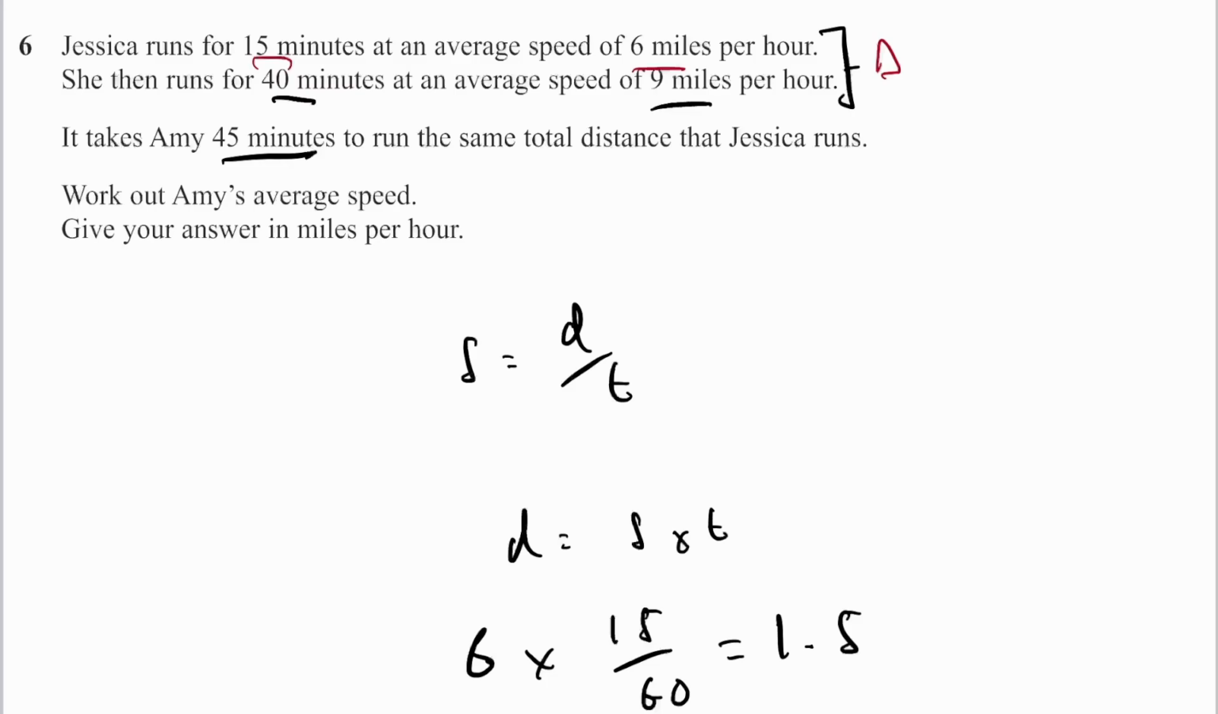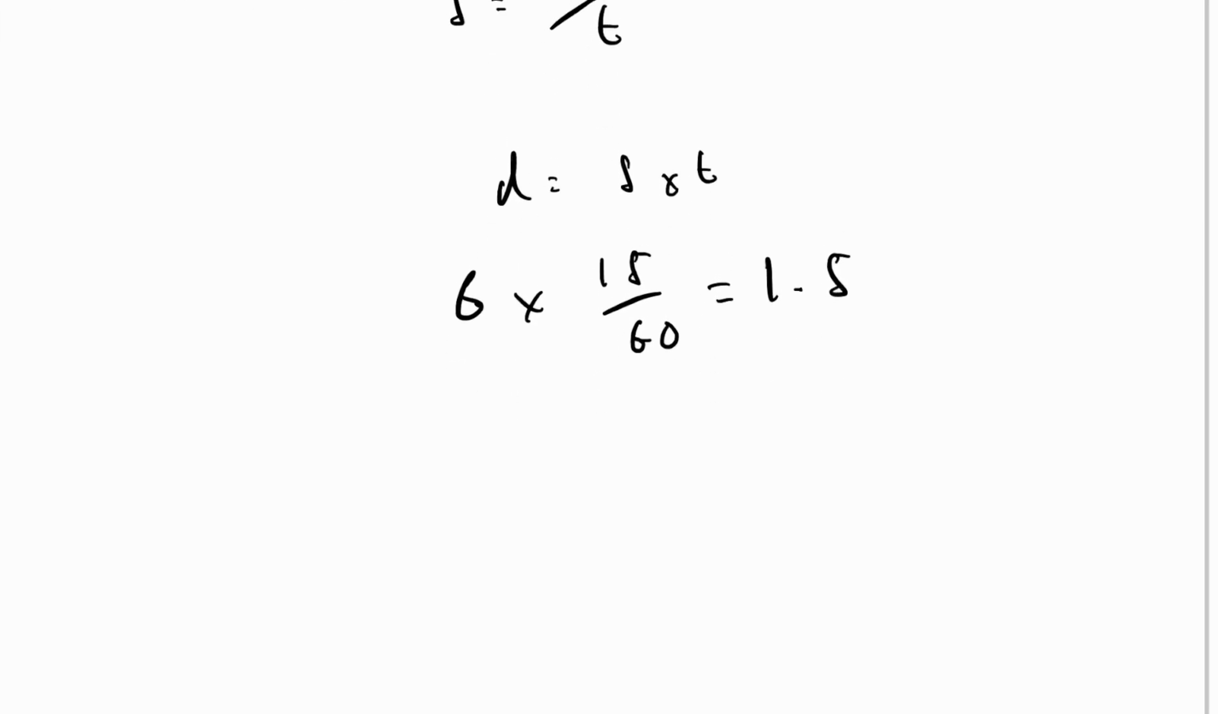At an average speed of 9 miles per hour. So we do the same thing. You take the average speed 9, and multiply it by 40 divided by 60 to convert it into hours. If you do that, you should get 6 miles. And therefore the total distance is going to be 1.5 plus 6, which gives you 7.5 miles. So nice and simple to get the total distance.